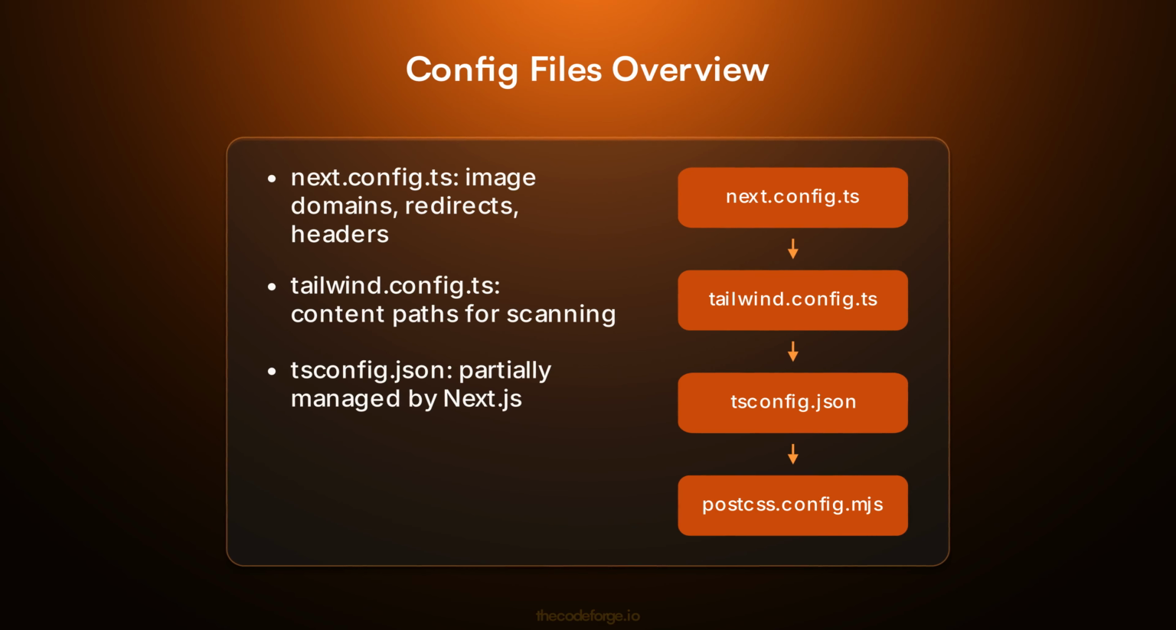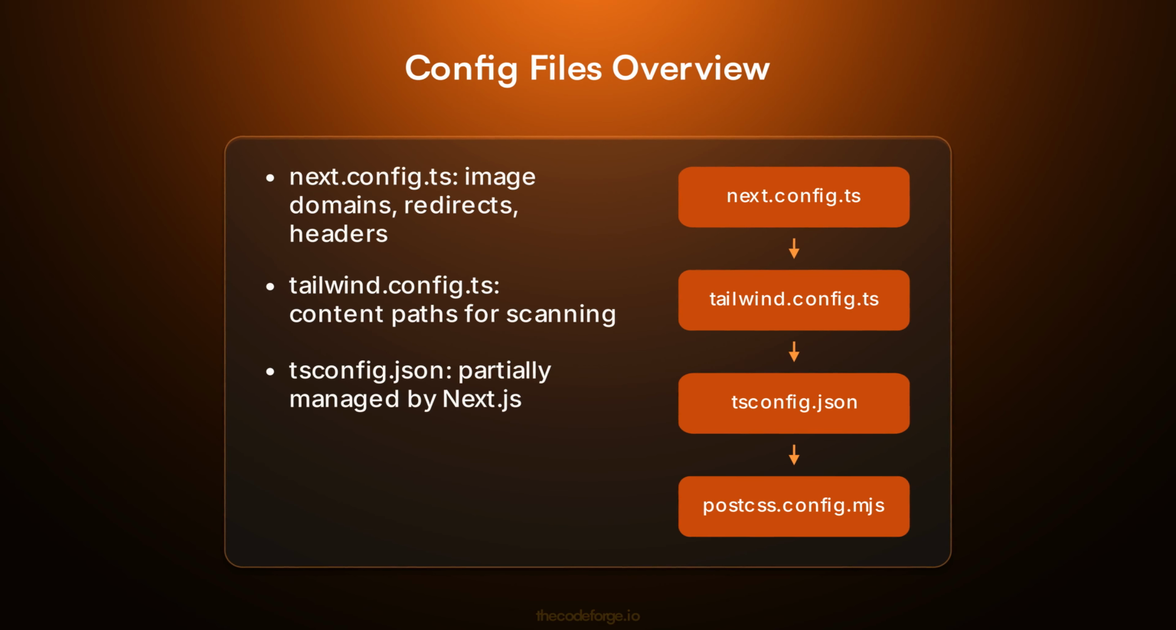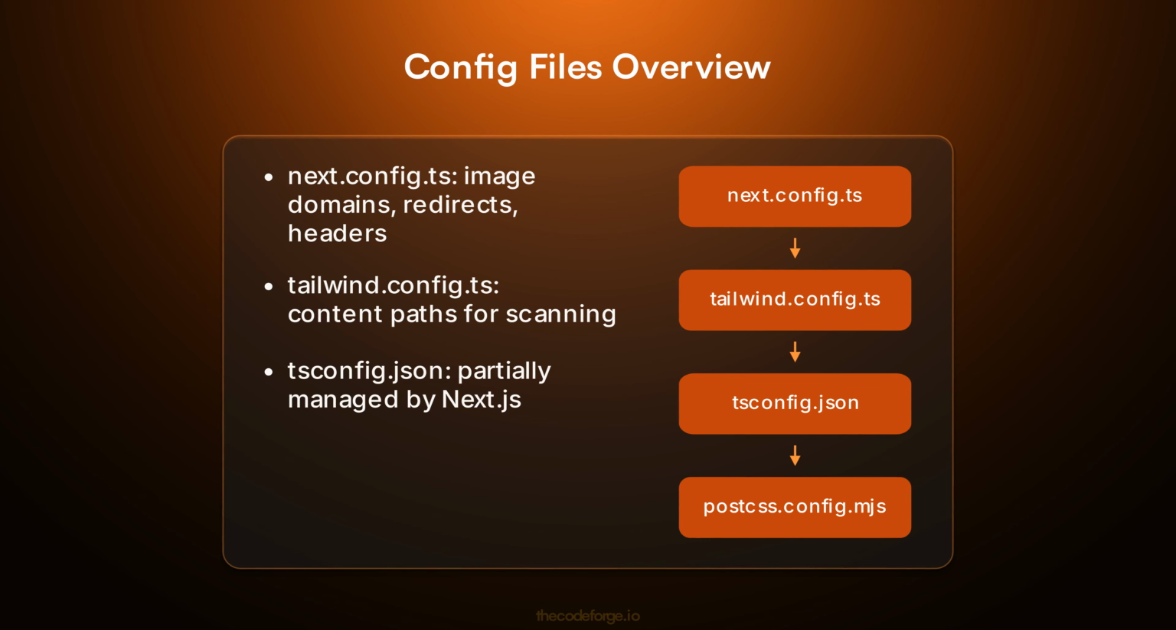next.config.ts is your escape hatch for image domains, redirects, headers, and Webpack config. tailwind.config.ts controls which files Tailwind scans for class names. tsconfig.json is partially managed by Next.js. Don't manually edit the compiler options that Next.js controls.